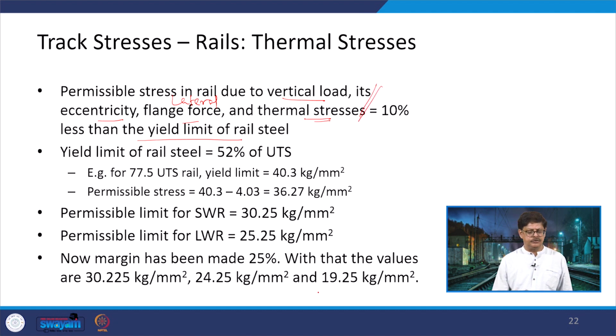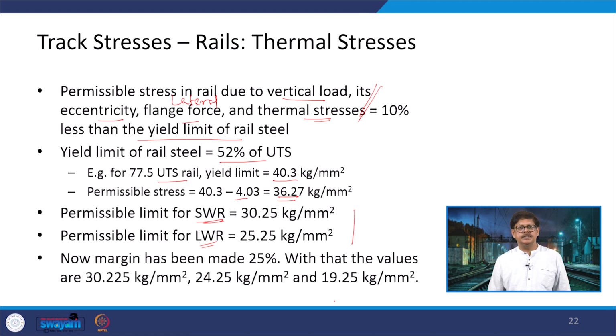Now, the yield limit of the rail steel is taken as 52% of the UTS, say for example a 77.5 UTS rail, the yield limit is 40.3. So, the permissible stress is 10% less, so it is 40.3 minus 4.03. What we get is 36.27 kg per mm square as the value. Now, in the case of short welded rails, this value is 30.25. In the case of long welded rails, it is 25.25 kg per mm square. So, this is already specified on the basis of the calculations.